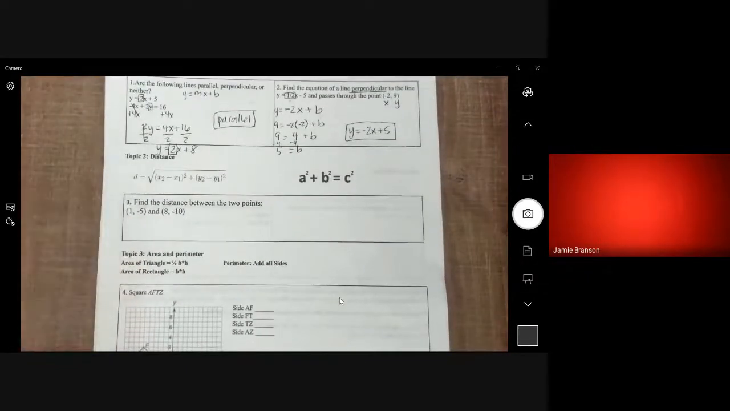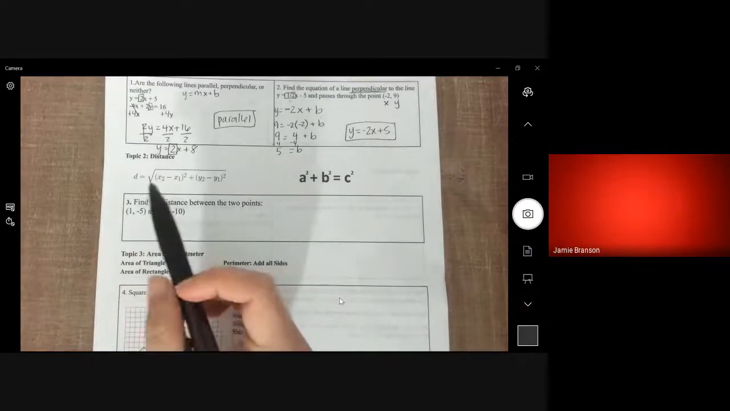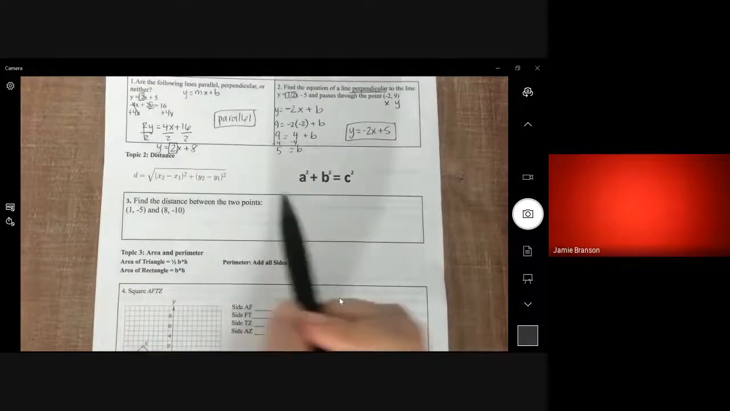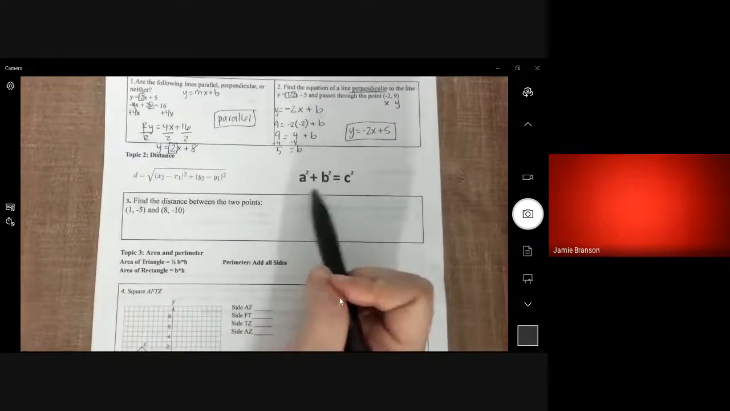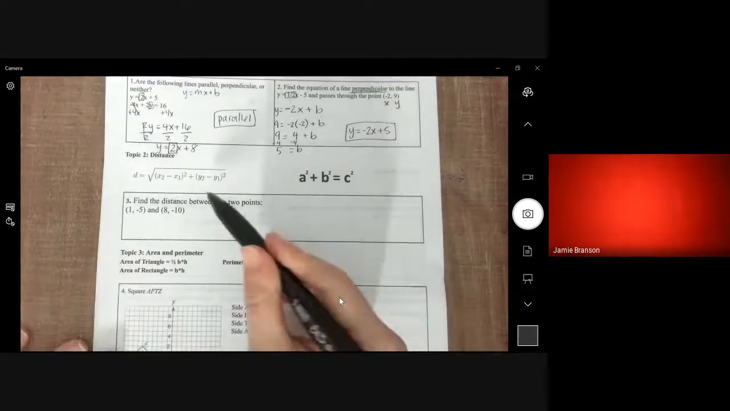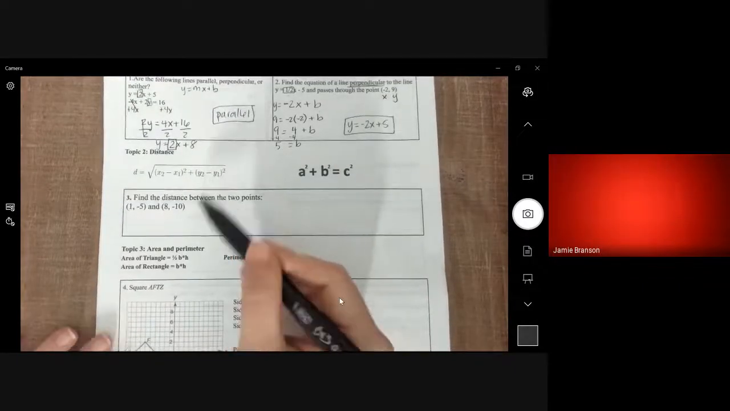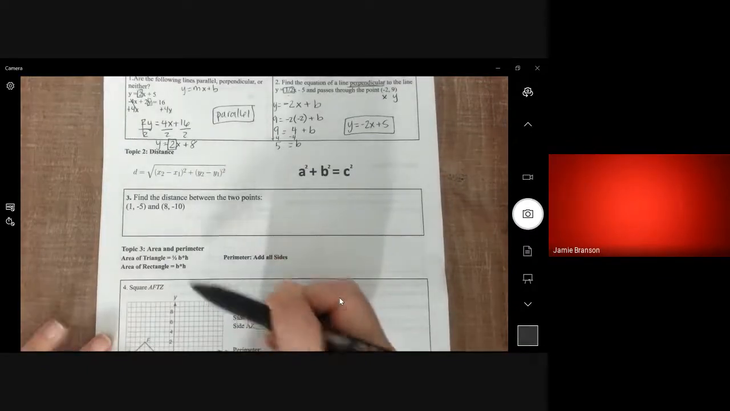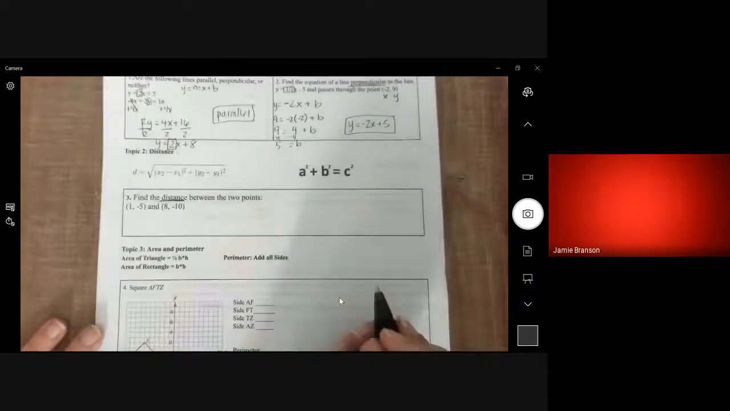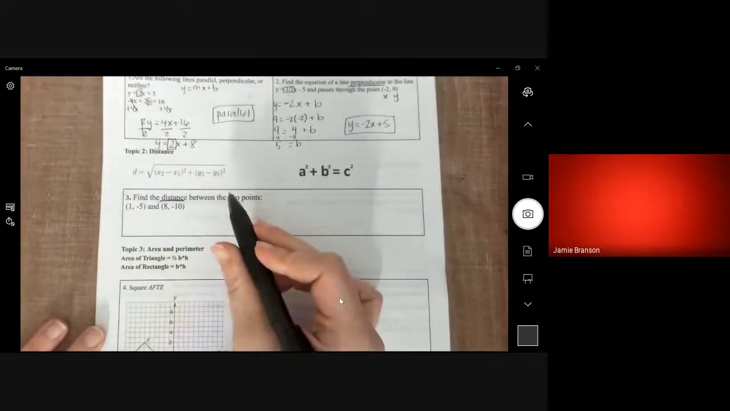Topic 2 is on distance, and it just depends on what they're giving you. If they're giving you coordinates and asking you to find the distance, you want to use the distance formula. If it was a graph, it may be easier to use the Pythagorean theorem, which we'll see a little bit of down here as well. But in this example, we're going to use the formula, and we'll do the Pythagorean theorem down here. So find the distance between the 2 points. We'll use the distance formula.